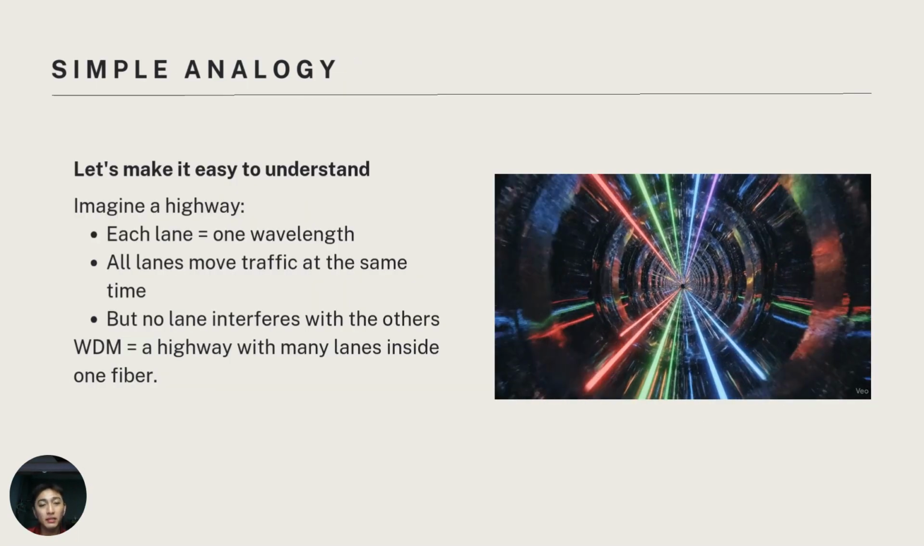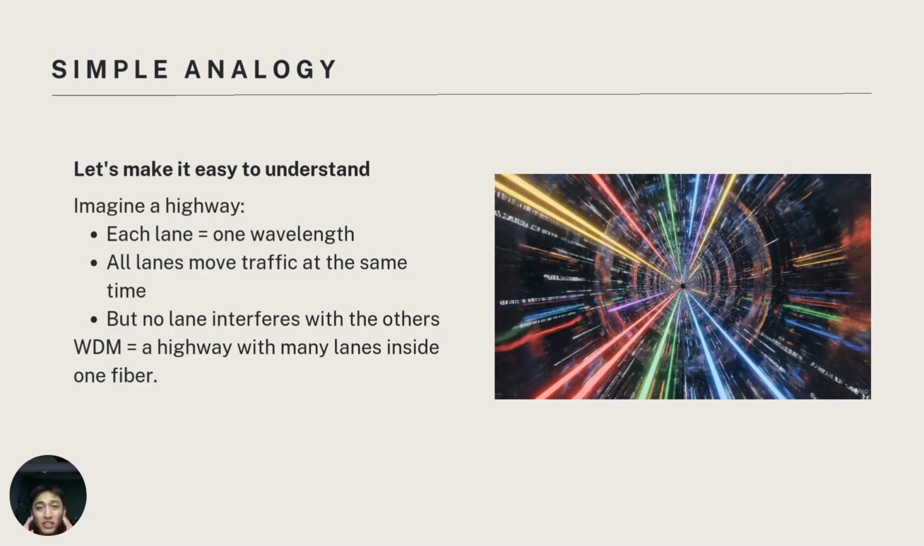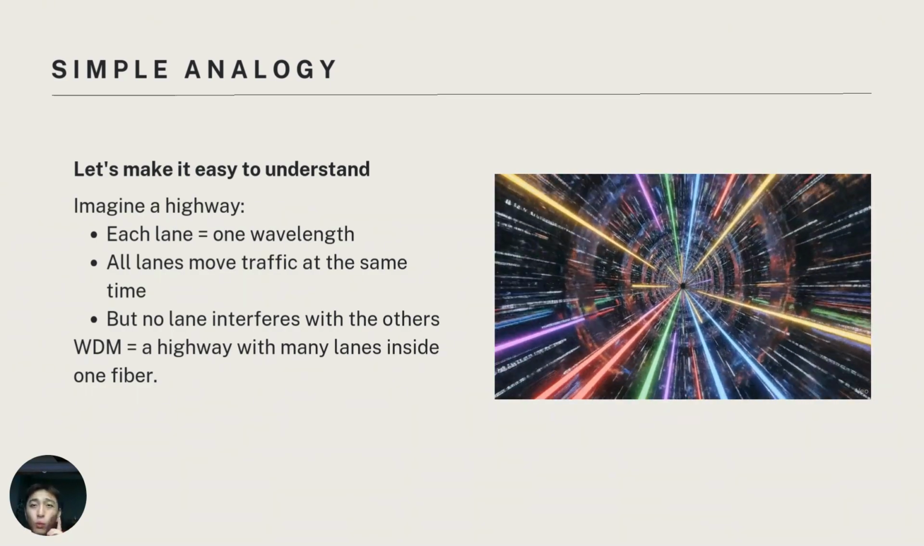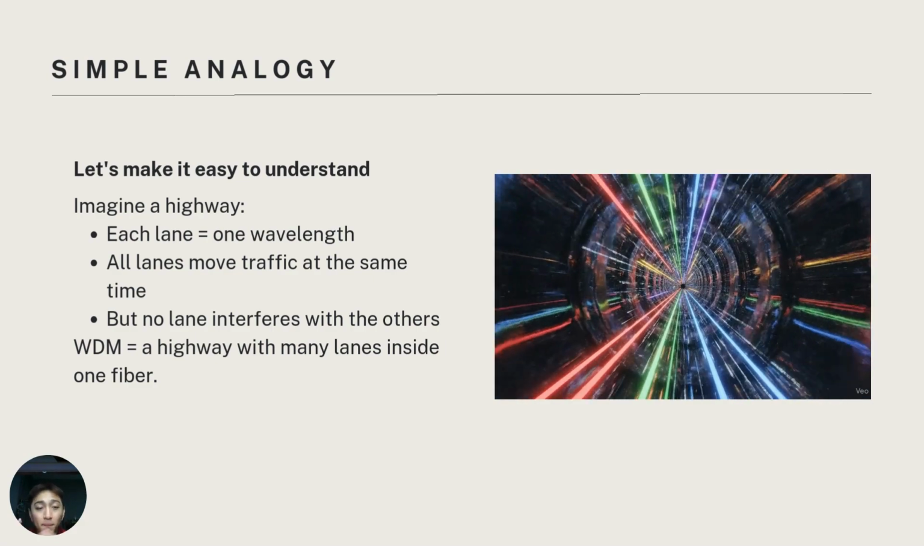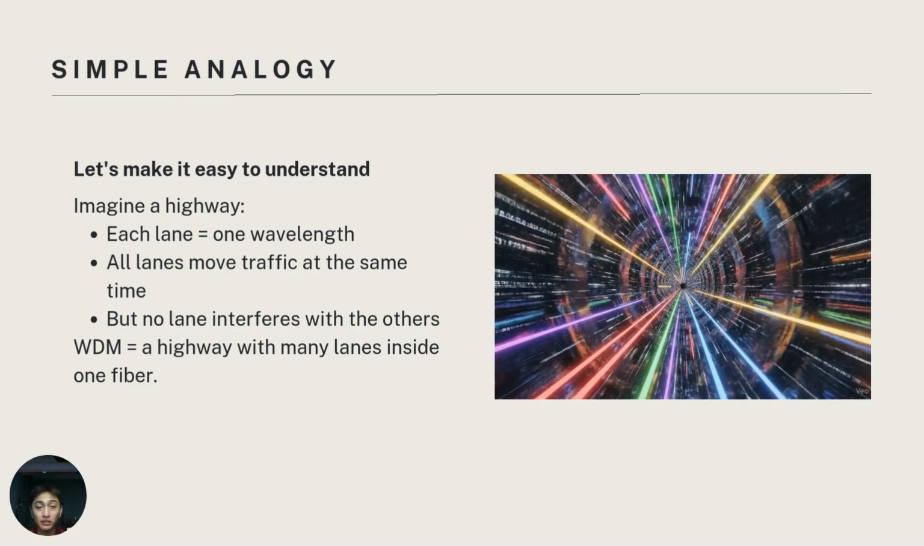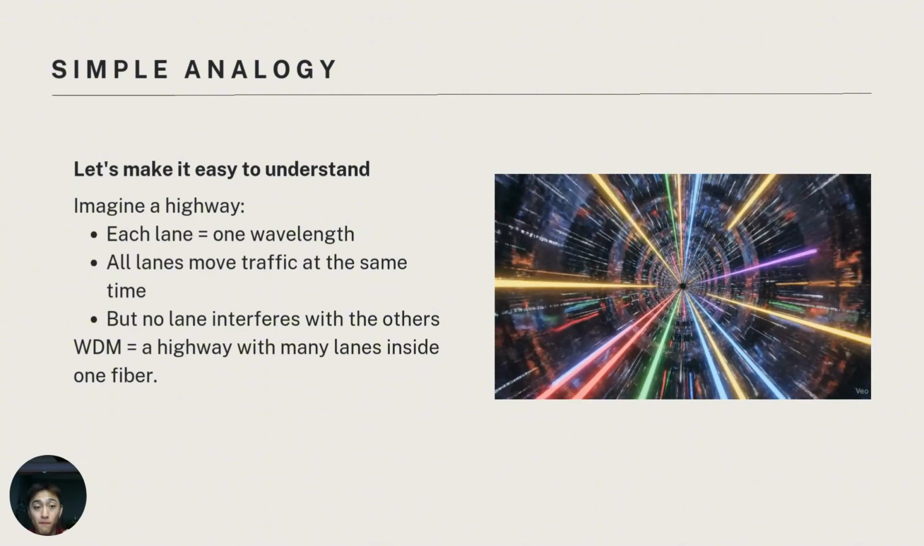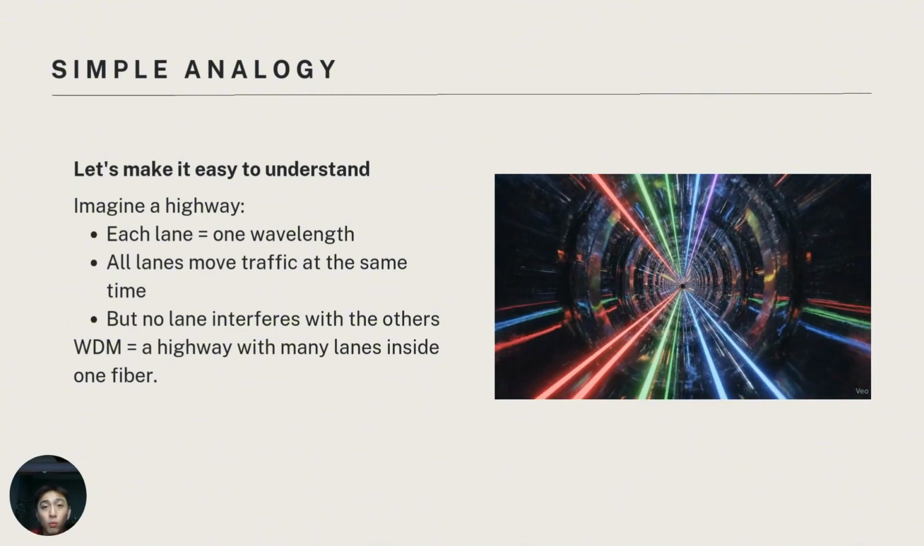So let's make it easy to understand. Each lane is equal to one wavelength. All lanes move traffic at the same time, but no lane interferes with the others. WDM is a highway with many lanes inside one fiber.